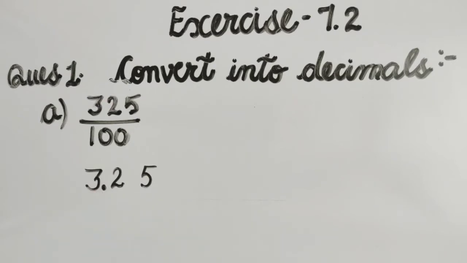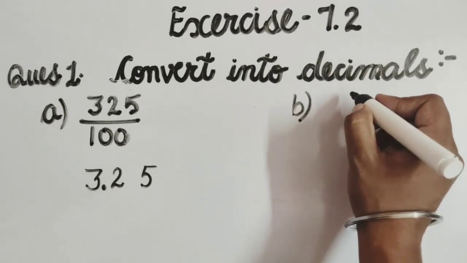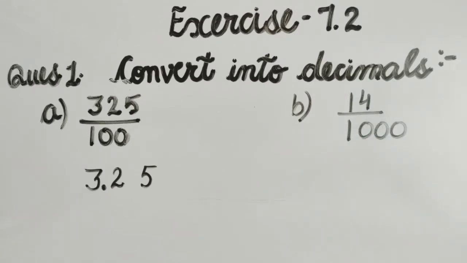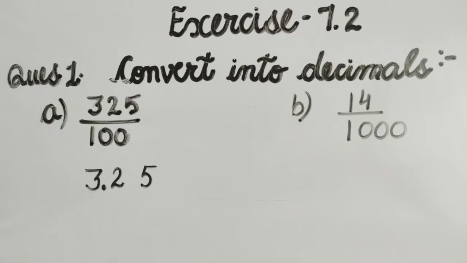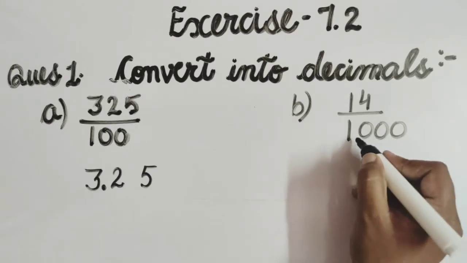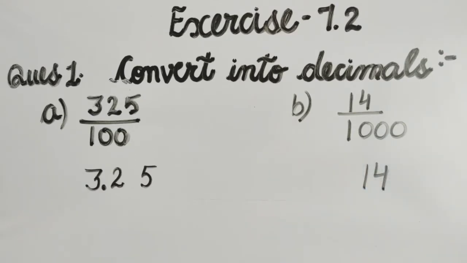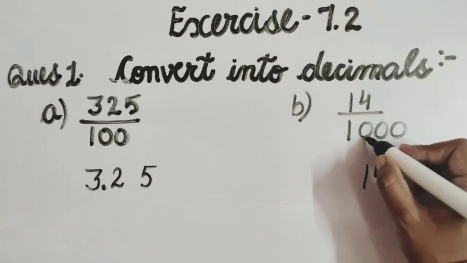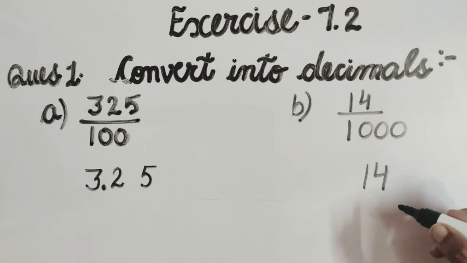Let us discuss one more part of the same question. The question can be 14 by 1000. Yes students, now in the denominator, how many zeros are there? 3. 1, 2, 3. So now we have to come to the numerator. We have to check from the last, and as 3 zeros are there, after 3 digits we have to put a decimal or a point.